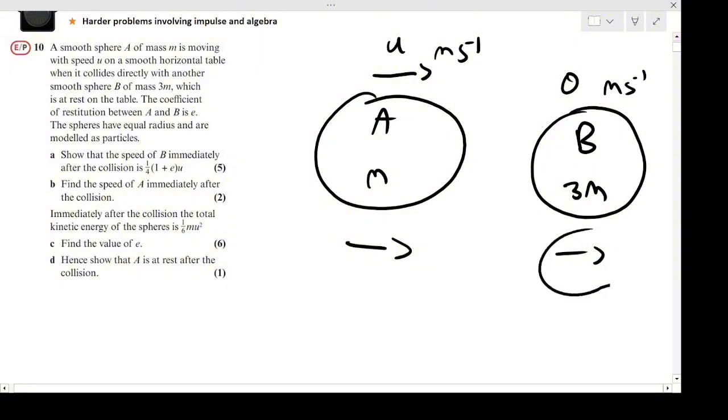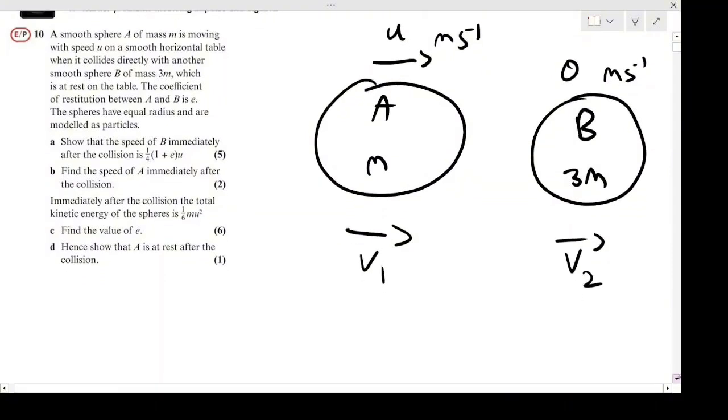Obviously B's gonna have to move forwards, right? If A's gonna push into B and B's not moving, it's gonna have to move forward. So that's going to be V. I'm going to call that V2, and then let's say V1 here. Okay, so those are my speeds.